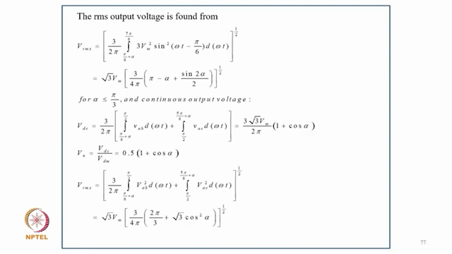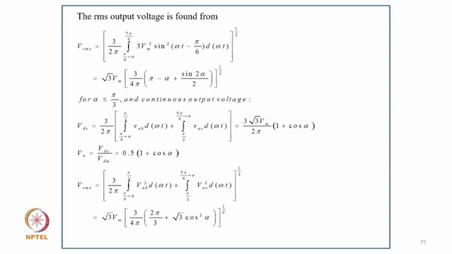So for alpha less than pi by 3, the continuous output Vdc is equal to 3 upon 2 pi in bracket integral of Vab d omega t plus integral of Vac d omega t, that becomes 3 root 3 Vm upon 2 pi into 1 plus cos alpha, and Vn equals Vdc upon Vm, that is 0.5 into 1 plus cos alpha.